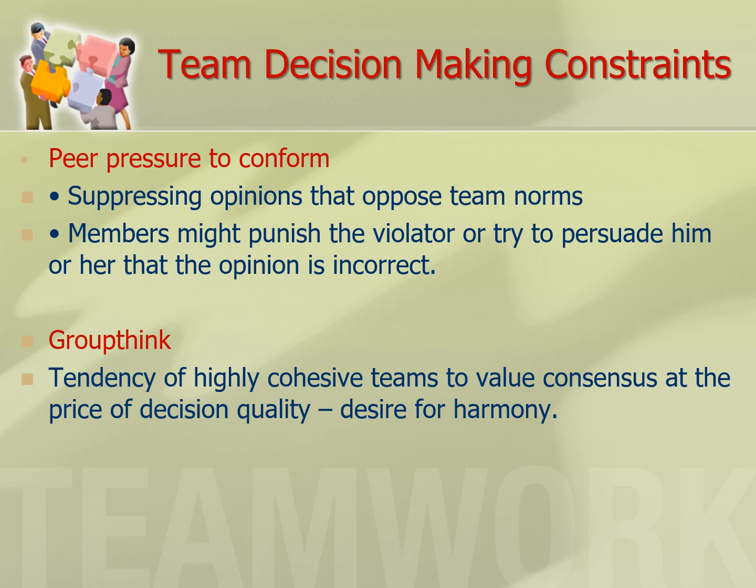Groupthink is another problem. It's the tendency of highly cohesive teams to value consensus at the price of decision quality. They desire more to harmonize and agree on terms than they do to actually solve the problem. And that's a problem.